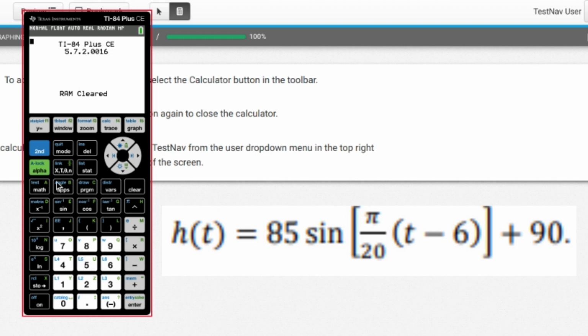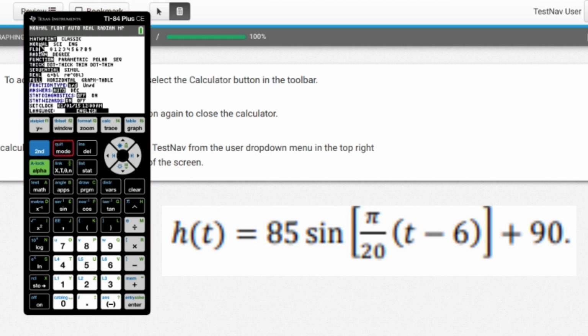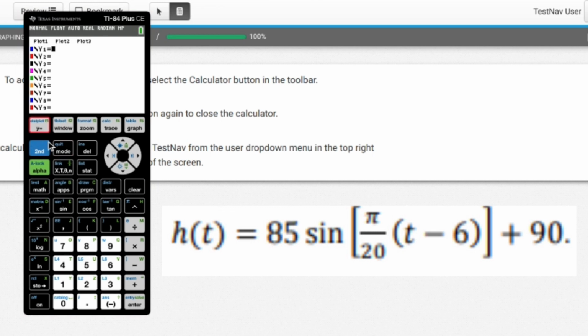All right, let's kill two birds with one stone. Make sure your mode is set to radians. It is. We're good. We're going to graph this in y equals, and we're just going to use it that way instead of plugging in normal numbers. 85 sine, instead of, well, we do have pi. Where is the pi button? Pi is that guy right there. Pi over 20, open parentheses. Instead of x, we're going to use t, or instead of t, we're going to use x, minus 6, close it, plus 90.